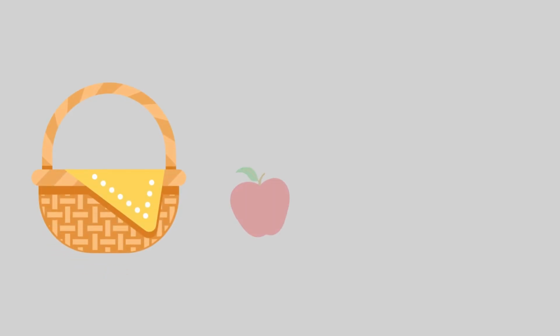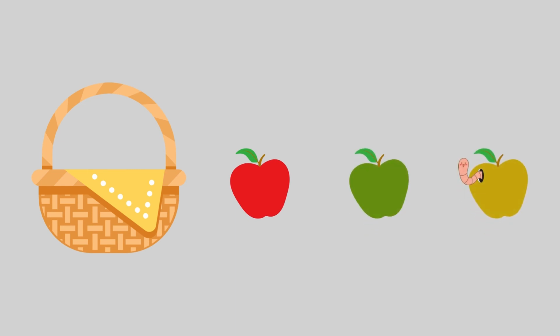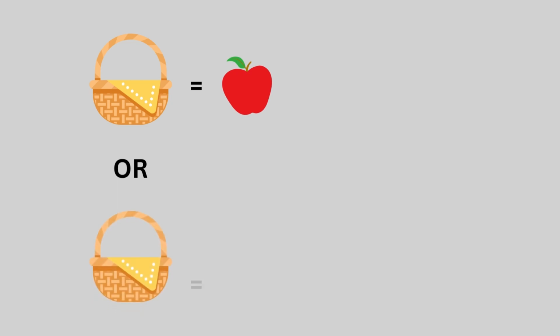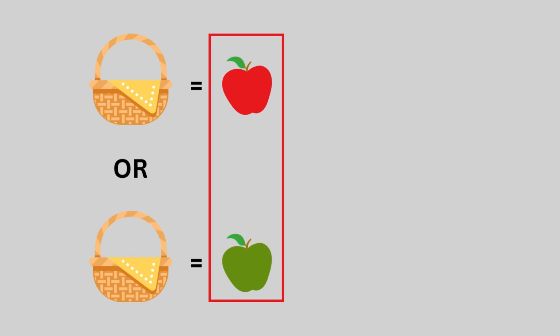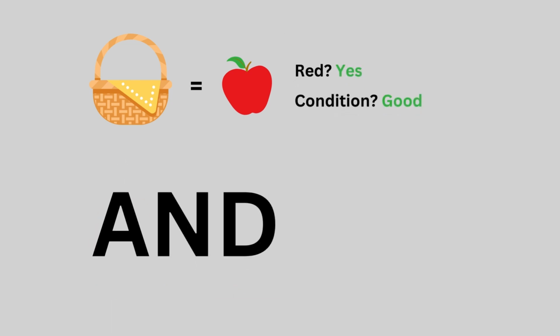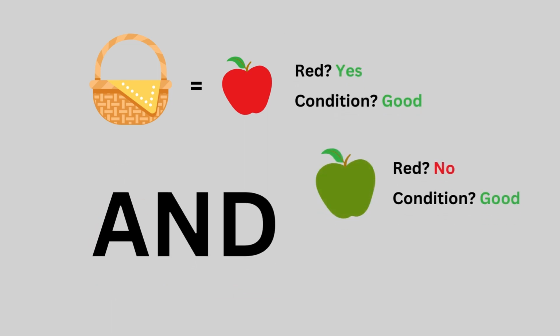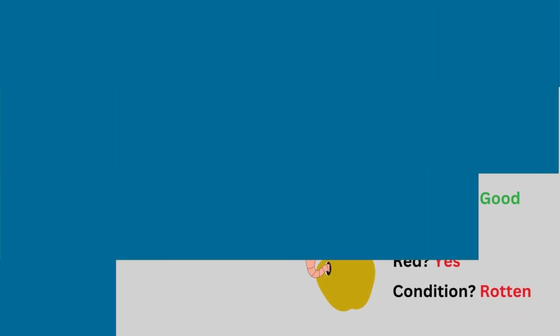Okay, let's imagine the following example. We have a basket with 3 apples, okay? One red in good condition, one green in good condition, and a yellow that is rotten, okay? If we use select basket is equal to red apple or basket is equal to apple in good condition, this command will select both the red apple and the green apple, okay? If we use the same command but with an AND, the result will be just the red apple, because the red apple matches both criteria, okay?